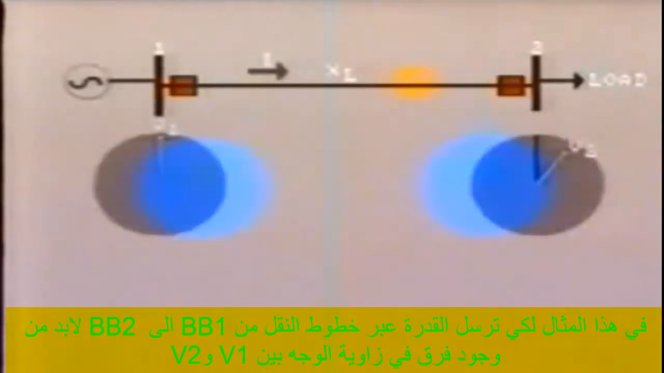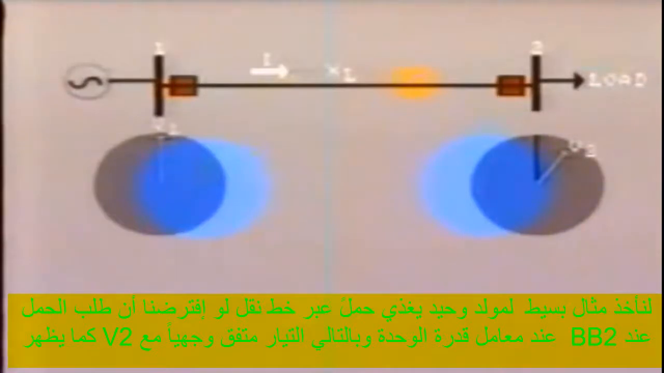Well, in order to transmit power across a transmission line, in this example from bus 1 to bus 2, there must be a phase angle difference between the voltages V1 and V2 at each end. This is due to the inductive reactance XL of the transmission line. The resistance of the conductors is relatively small and is usually neglected in these studies.